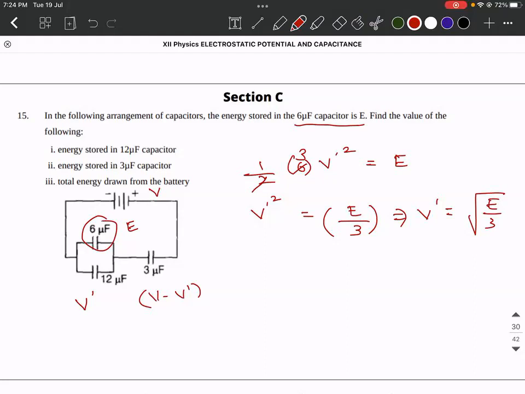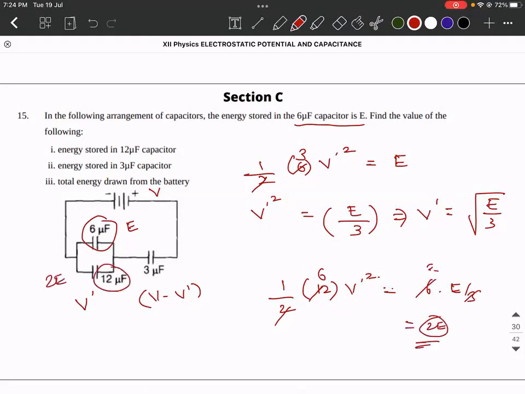Next is energy stored in the 12 microfarad capacitor. So half into 12 into V dash square. 6 into V dash square is E by 3, so it will go 2 times. So 2 times E. So the answer here is 2E. Now, energy stored in the 3 microfarad capacitor.